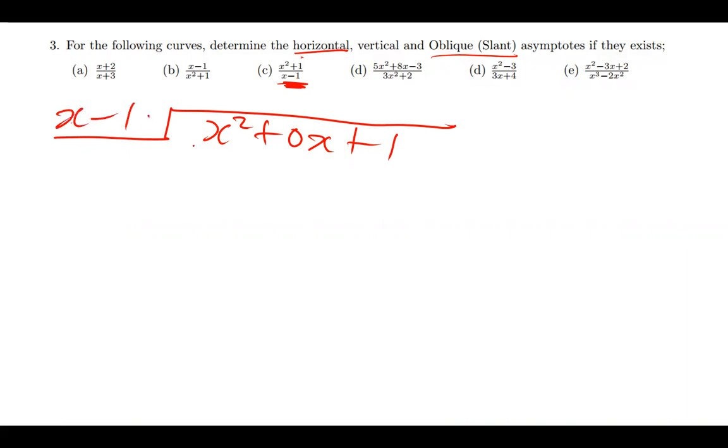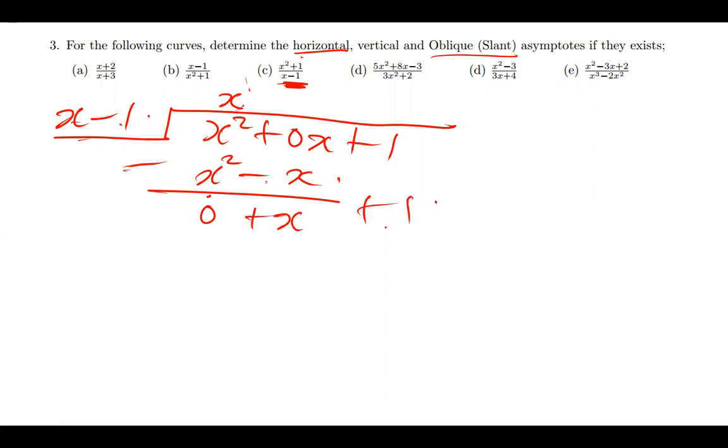So we start dividing x into x squared. The answer is simply just x. x times x, the answer is x squared. x times negative 1, the answer is simply negative x. So we can subtract: x squared minus x squared, the answer is simply 0. Then 0 minus negative x, the answer is simply positive x, then plus 1.